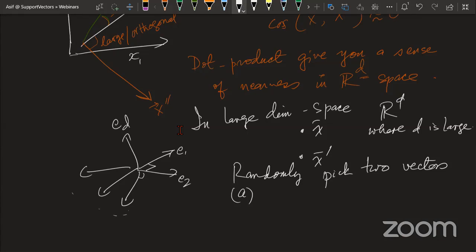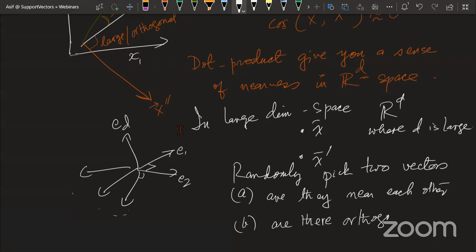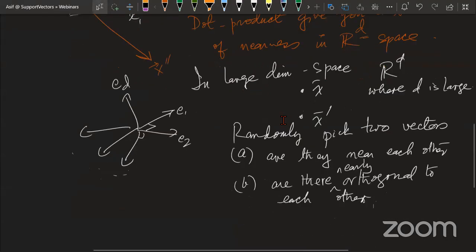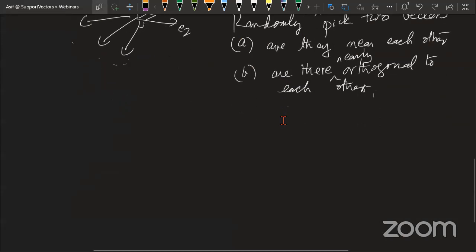Then think about it. If you take a point X, the question is, are they near, or B, are they orthogonal? They're nearly orthogonal. So this is a question actually that's really worth thinking about because it has a lot of implications. So think about it.